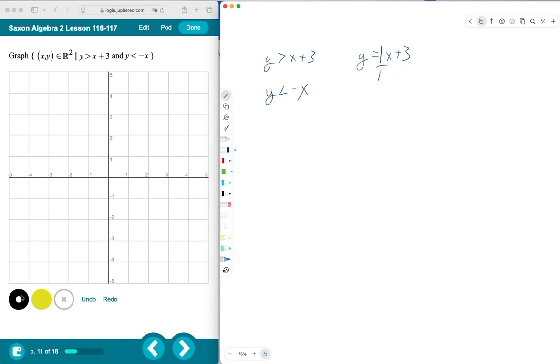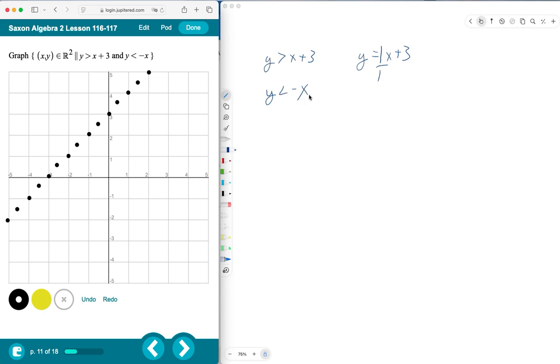Because it does not have an equal sign under it, it's going to be a dotted line. So positive 3, and a slope of positive 1 over 1. So 1 over 1, 1 over 1, and I'm going to follow that angle all the way down to the other side. It is a dotted line because there is no equal sign under the inequality. So there are my dots for that one.